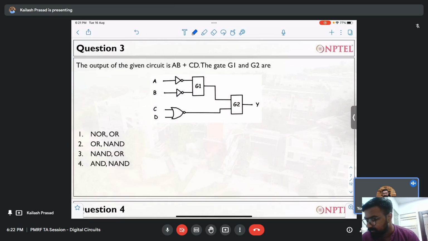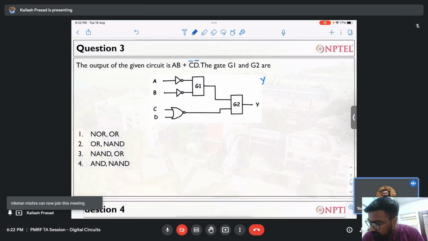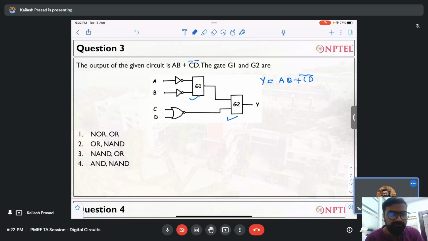So this is a circuit, and there is an error in the question. It should be C bar and D bar. So my circuit output is B plus C bar D bar. Now you have to tell me what G1 and G2 will be. Anybody wants to answer that? If your Y is AB plus C bar D bar, what will be G1 and G2? Which gate will it be? Which pair of gates will it be?